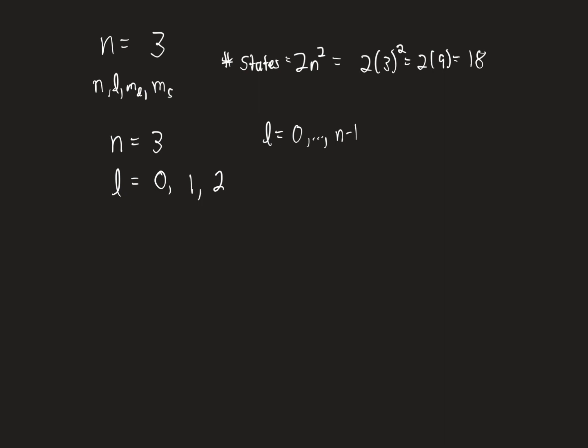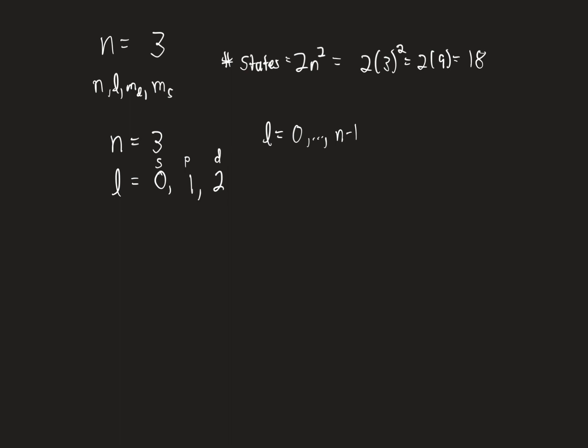And because we want to confuse students, do we use numbers for L? Of course not. We need to make it complicated, so we need to use letters. What letter is L equal to 0? S. What letter is L equal to 1? P. What letter is L equal to 2? D. Okay.